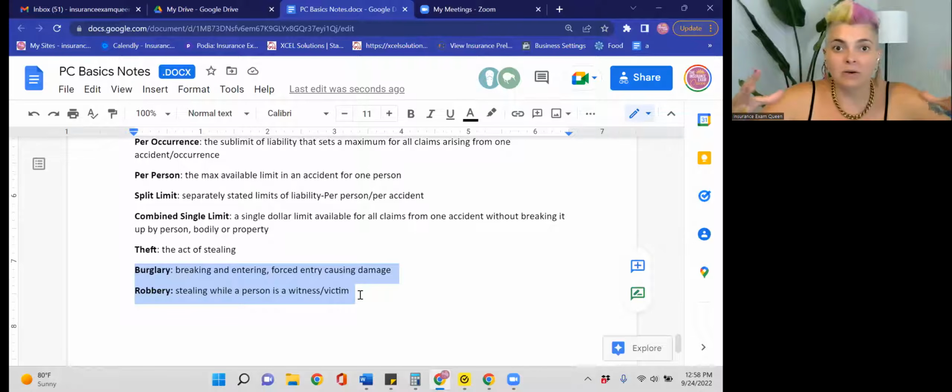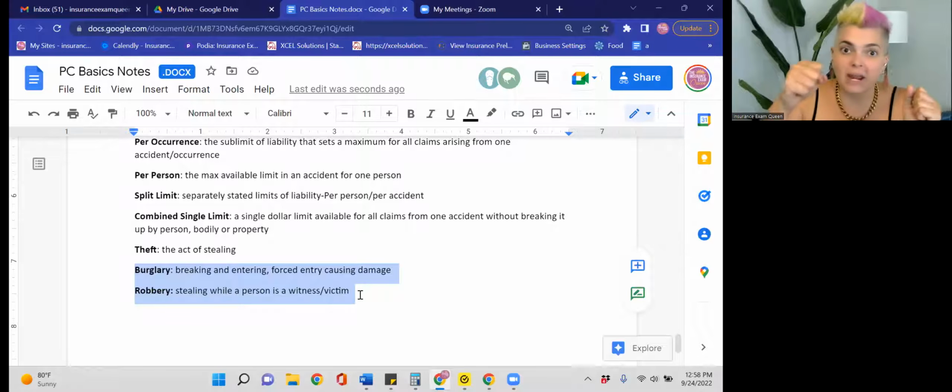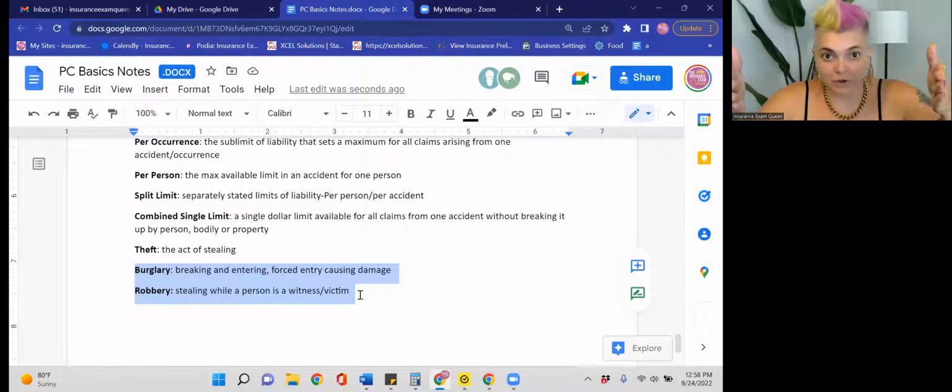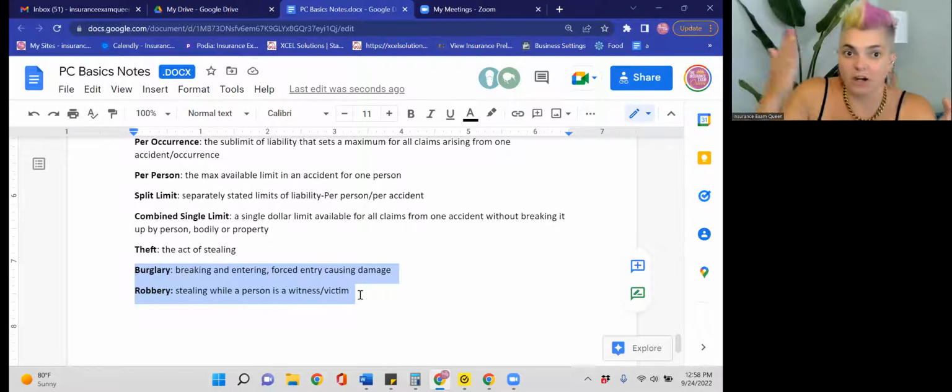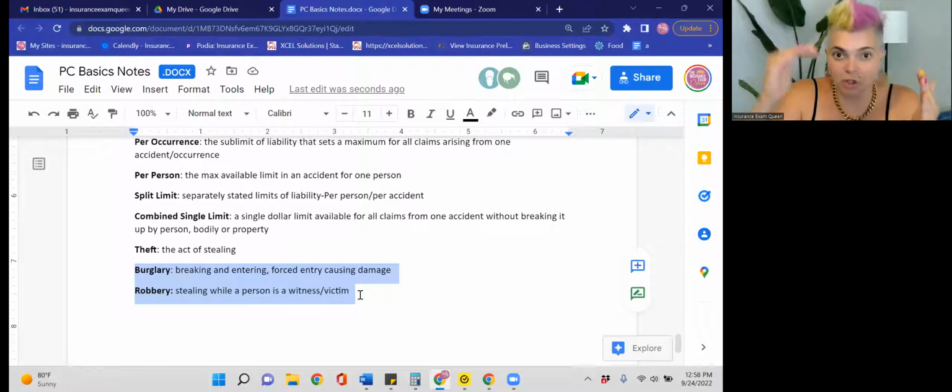Burglary is breaking in, usually with an intent to steal. But if all you do is break the door and then an alarm goes off and you run away, you could be charged with burglary. No theft, because you didn't steal anything. If you did come in after breaking down the door and steal things, you would be charged with both burglary and theft. They're two separate things.